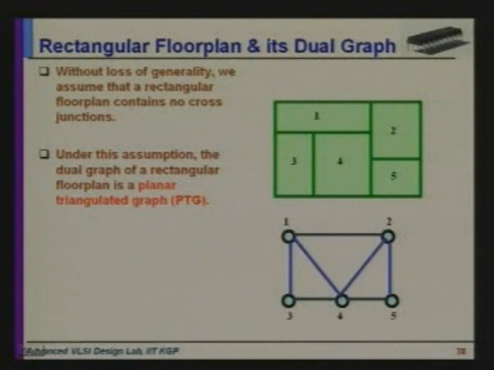A chord is an edge which is not part of the cycle but is part of the edge set of the graph and connects two vertices within the cycle. Correct? So there will be a chord for each cycle of length greater than 3. That is called a triangulated graph, also called a chordal graph. Now we consider planar triangulated graphs. So we say that a rectangular floor plan will always have a planar triangulated graph as its dual.